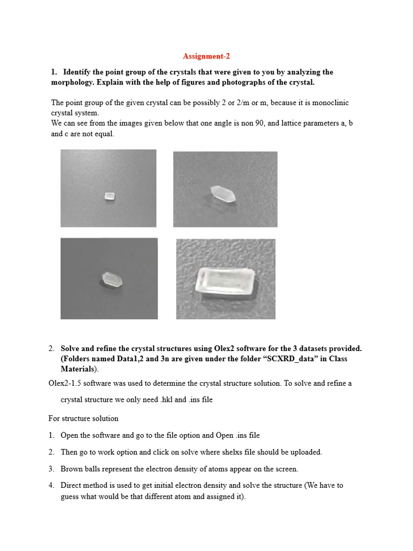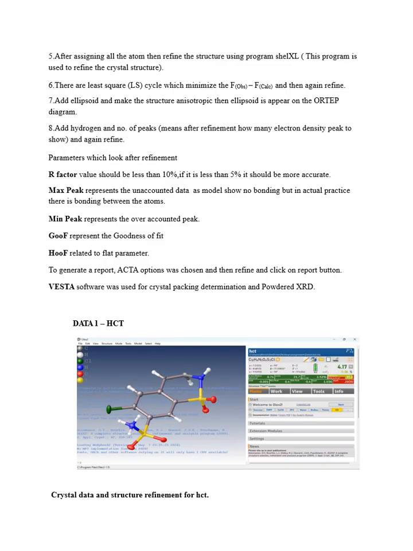Then a number of brown balls appear on the screen, which represent the electron density of atoms. A direct method is used to get the initial electron density and solve the structure. Here we have to guess the different atoms and assign them accordingly. After assigning all the atoms, we refine the structure using the program SHELXL, which is used to refine the crystal structure.